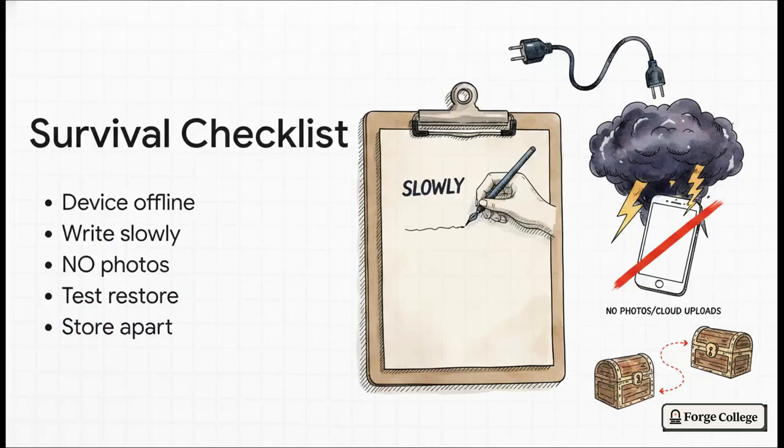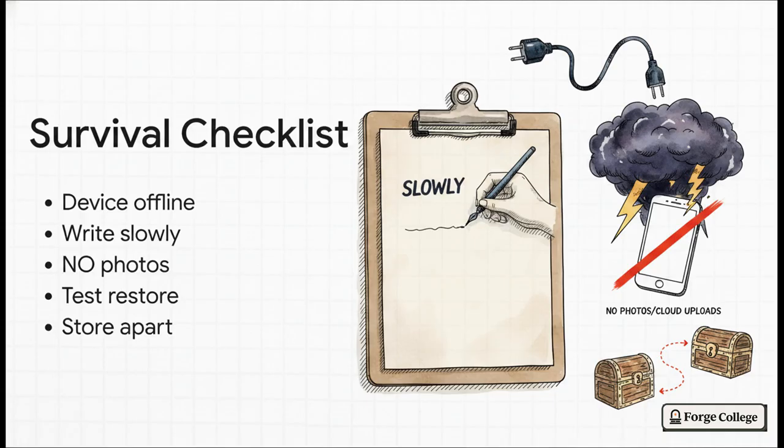Now I need you to listen closer to this part, because this is your essential survival checklist for when you actually sit down at your desk to do this. Stress makes us make mistakes, so you need to follow this strictly. First, visually verify your device is completely offline. Second, write the mnemonic down slowly. Read it aloud to yourself, cross-check every single letter. Third, and please hear me loud and clear on this, absolutely, positively no photographs.